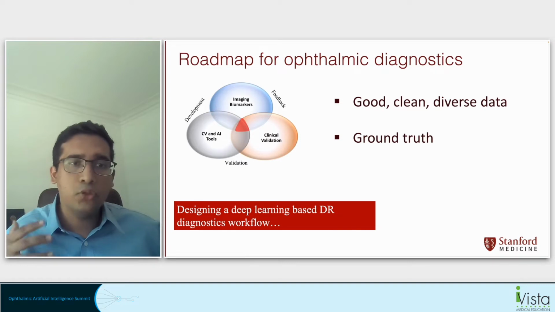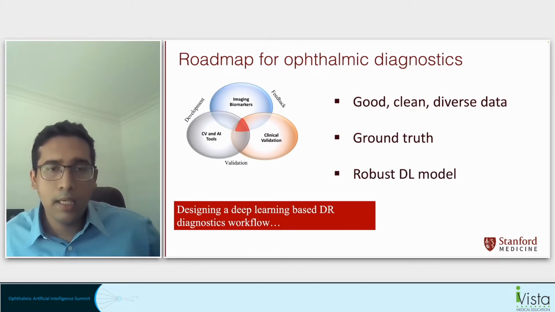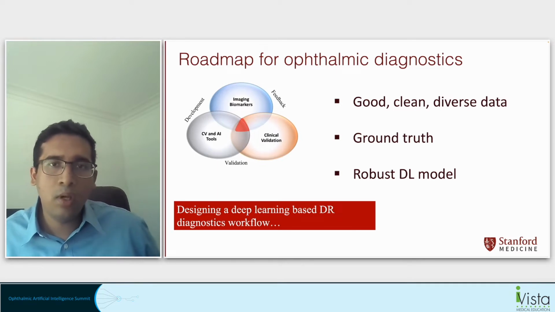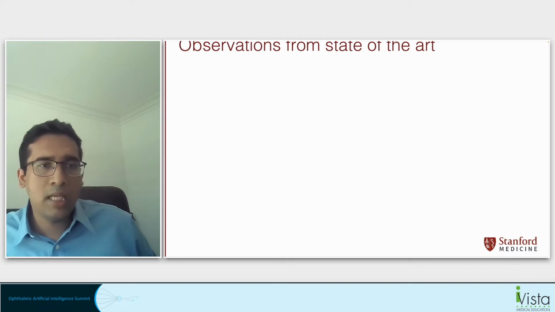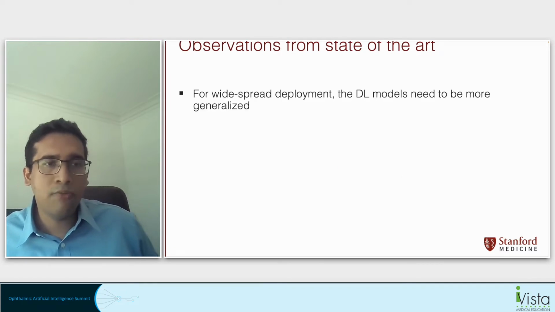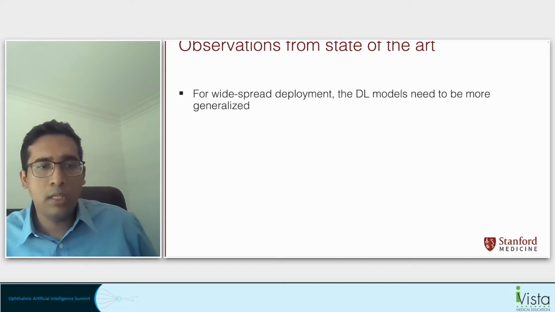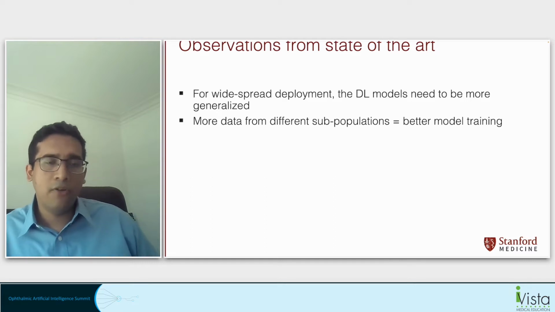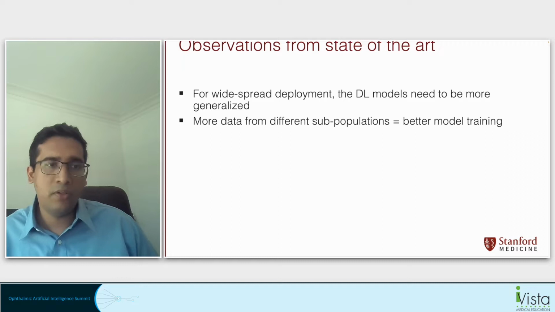We need the associated ground truth with that data set. And then we need a robust deep learning model that can be trained well and then can generalize well, right? So looking at the state of the art, we can make some observations: for widespread deployment, the deep learning models need to be generalized, and more data from different subpopulations normally lead to better model training.